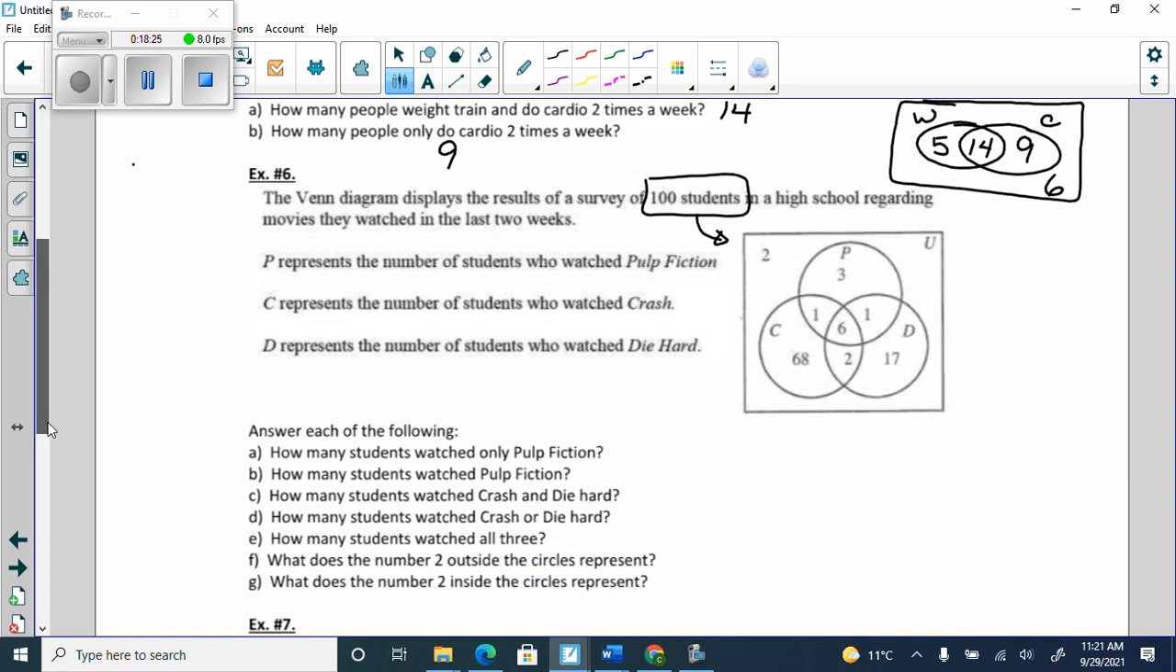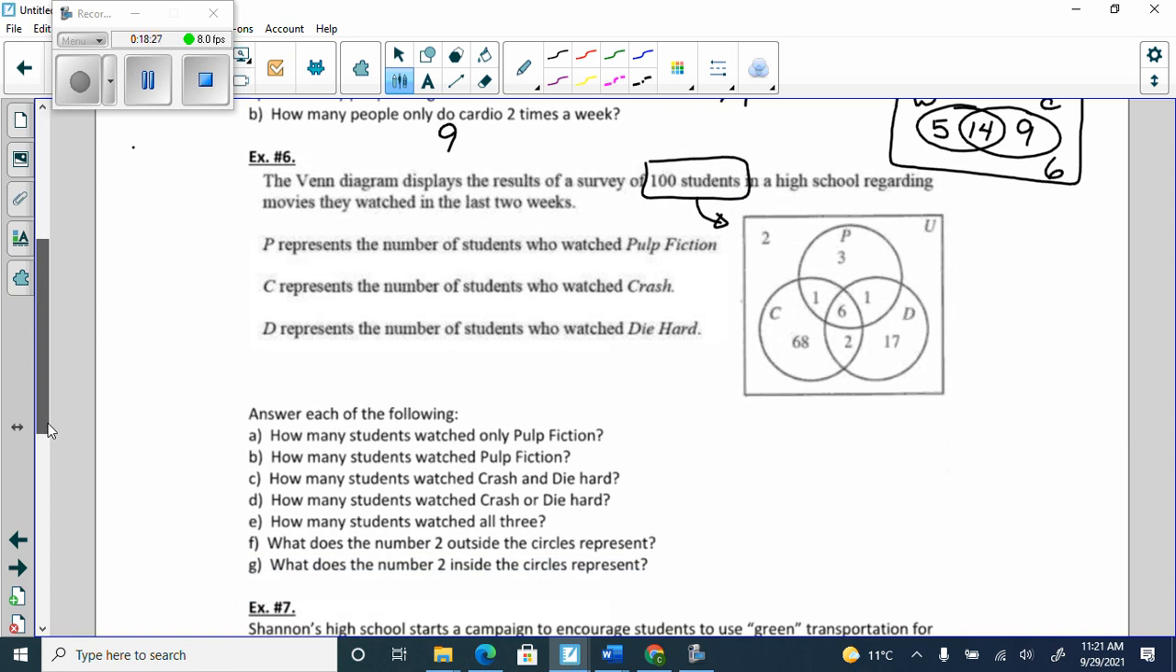So let's go through what these things represent. Paying attention. The very middle represents watching all 3, correct? Then the eyeball between P and D is watching P and D, correct? Remember, the eyeball represents and of 2 things. The 2 circles together represent or of 2 things. And if it's onlys, you're going to look for 68, 17, and 3. What if I asked you how many only watched 2 movies? I didn't specify what 2 movies. 2 movies only. Yes, it's a number.